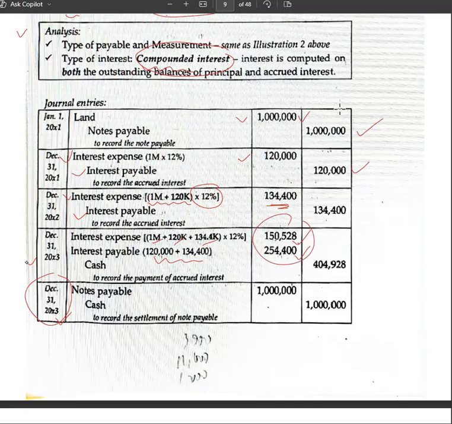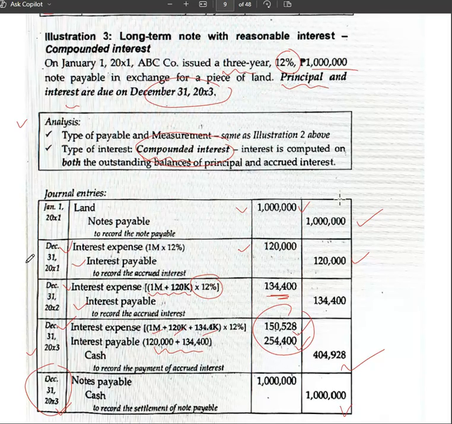So add both. Why do we have the account interest expense instead of interest payable? Because that's a new interest for the third year. Therefore, it's not yet accrued as of the second year, so it has to be charged directly to interest expense. Well, that's the approach used by this book. And get the total of that. This is 404,928. And then the second entry is the payment for the principal. And that's it. The only difference in this one is that there is a compounded computed interest, but the rest of the concepts that we applied earlier in illustration 2 are the same.